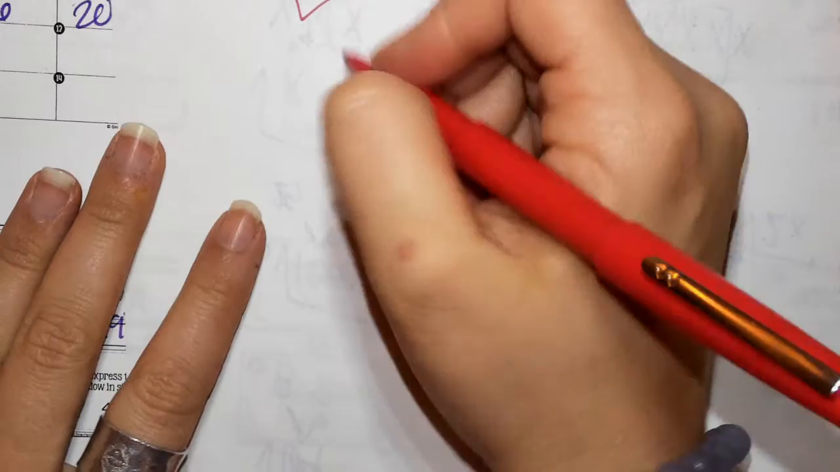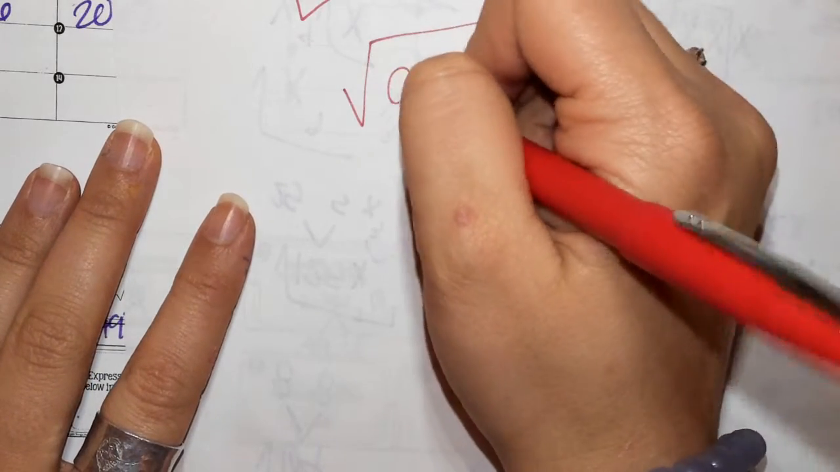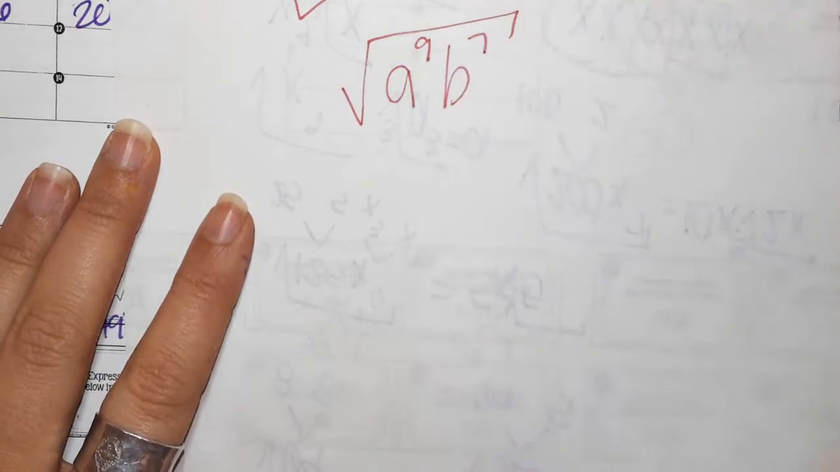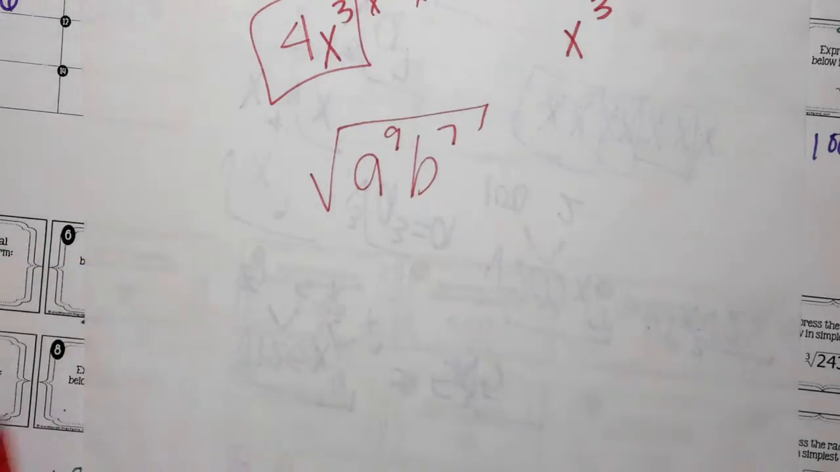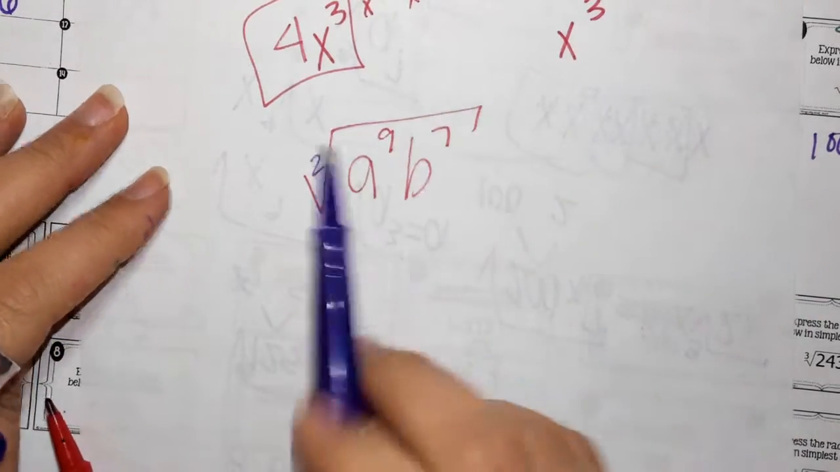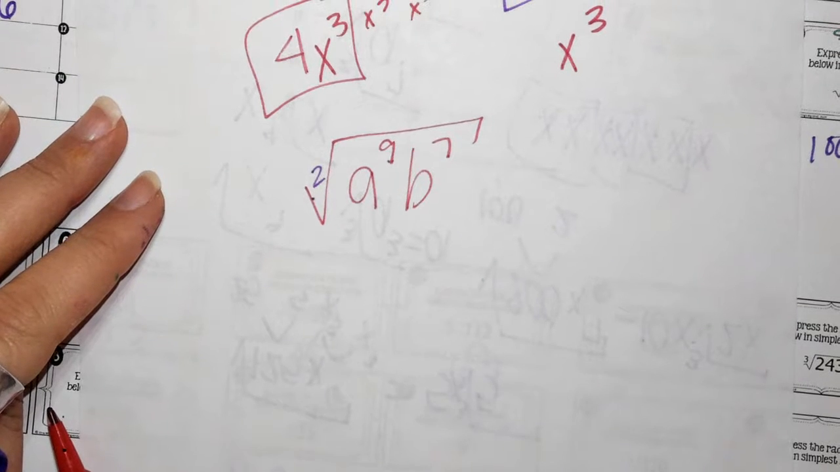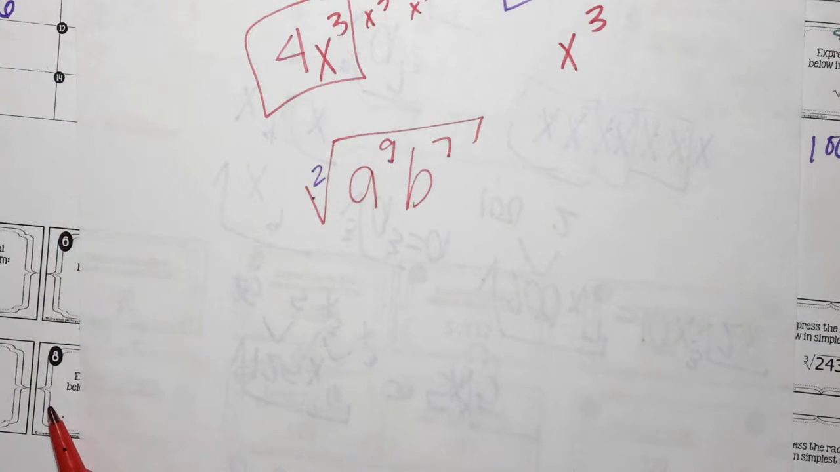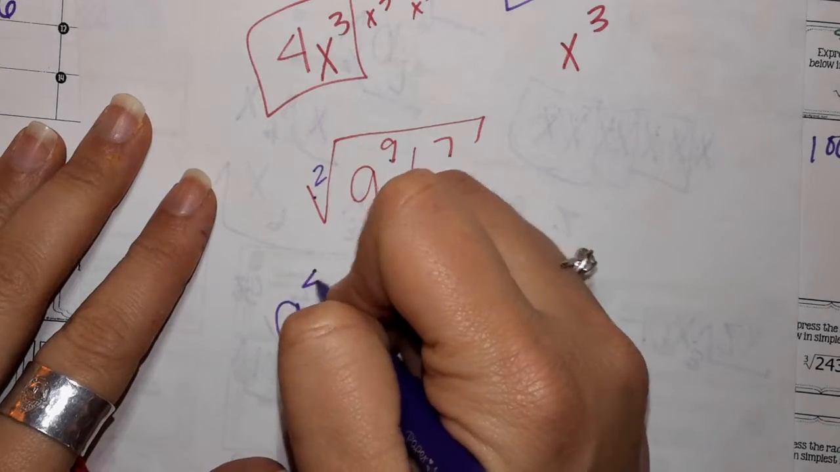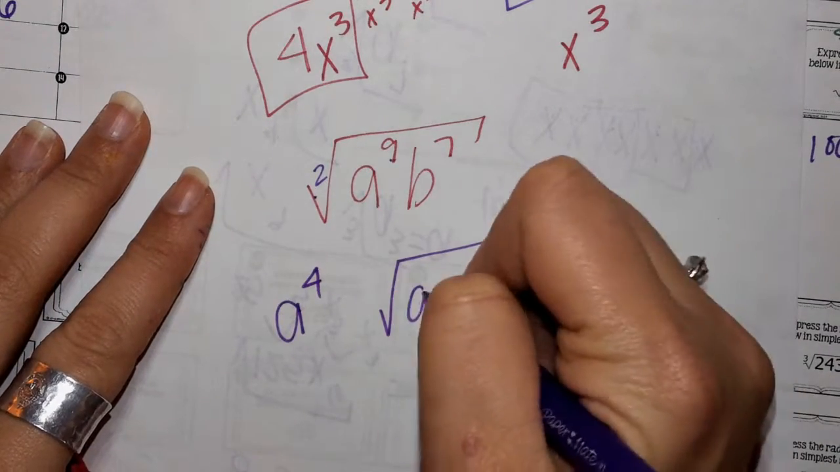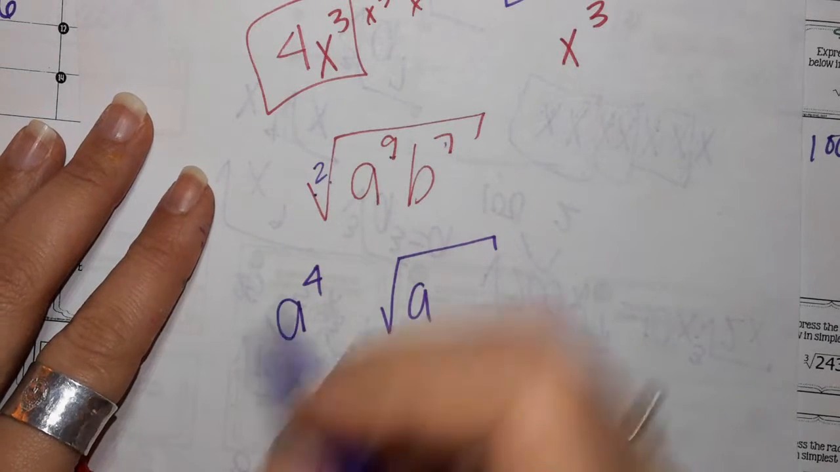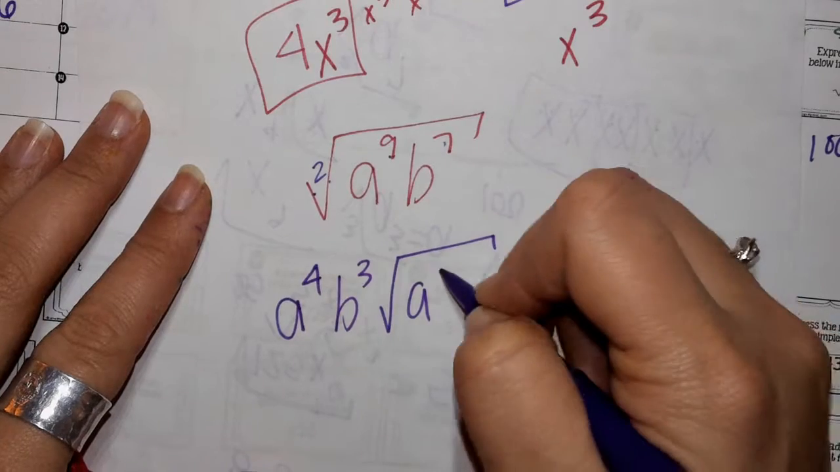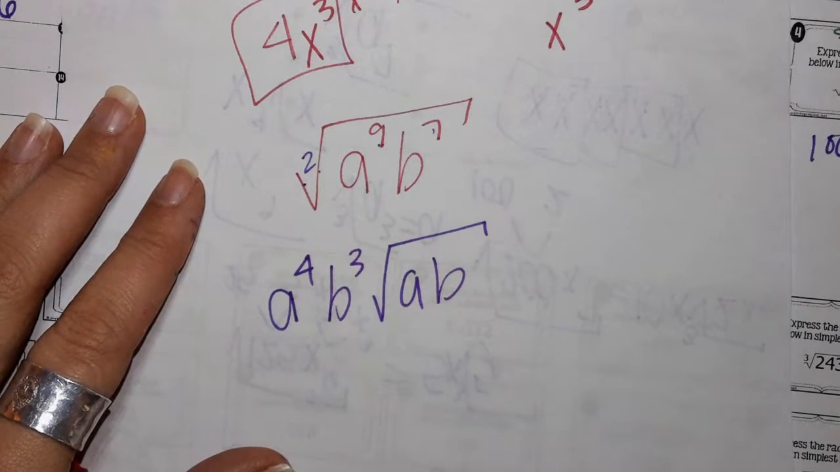Alright, so what if I said the square root of a to the 9th, b to the 7th? Now first let's talk about a to the 9th. This is an invisible 2. How many times does 2 go into 9? 4 times, with how many left over? 1 left over. So it would be a to the 4th, and then we'd have a under here. How many times does 2 go into 7? 3 times, with how many left over? 1.